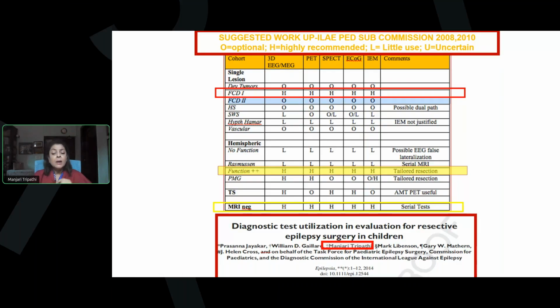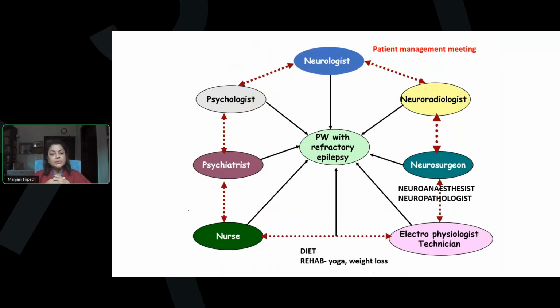So really, most of these advanced investigations call for the team to come together. You need the nuclear medicine specialist, you need the neuroradiologist who's particularly interested in epilepsy, you need an electrophysiologist, and you need a good team effort to look at the patient, go back to the investigations, and do an electro-anatomo-clinical correlation for your patients.